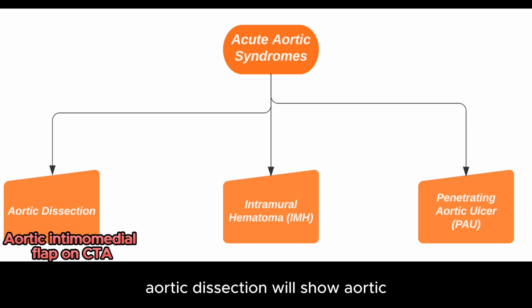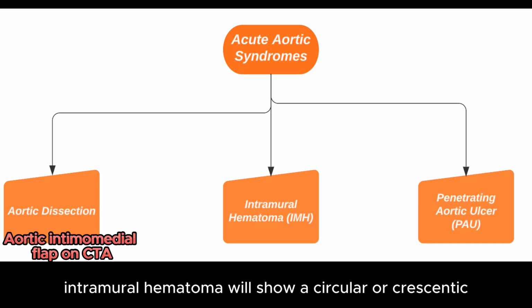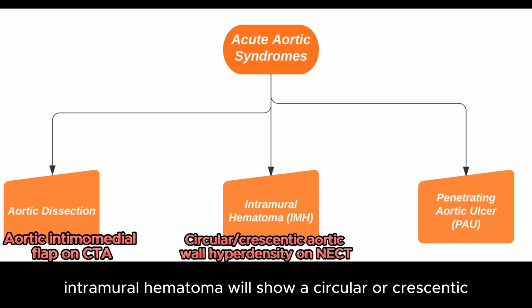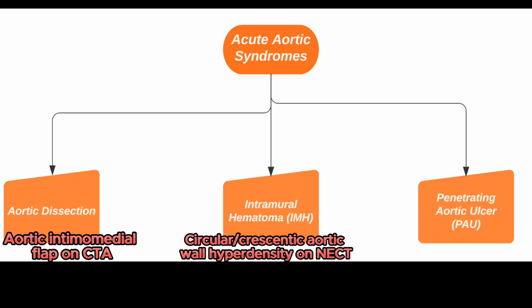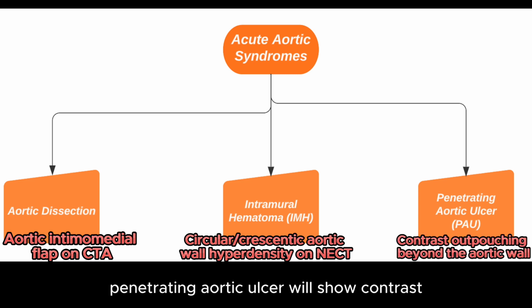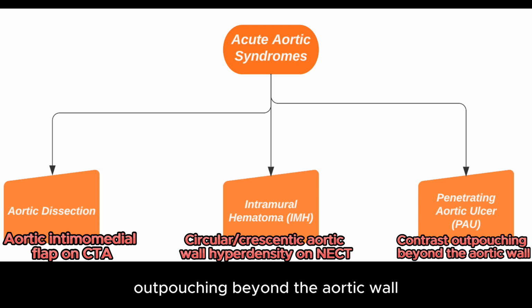Aortic dissection will show an aortic intimomedial flap on CTA. Intramural hematoma will show a circular or crescentic aortic wall hyperdensity on non-enhanced CT. Penetrating aortic ulcer will show contrast outpouching beyond the aortic wall.